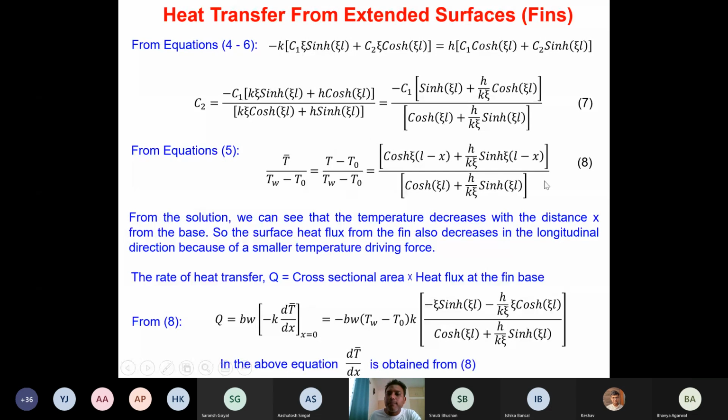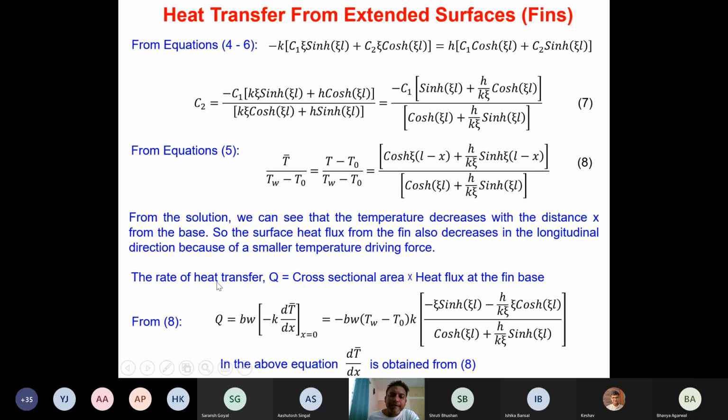Now this equation number 8 gives me a temperature distribution as I move along the x direction. So here you can see as I move along the x direction, this T is going to decrease with distance x from the base. So the surface heat flux from the fin also decreases. That means dT by dx also decreases as we move along the longitudinal direction, because there is a smaller temperature driving force. Okay.